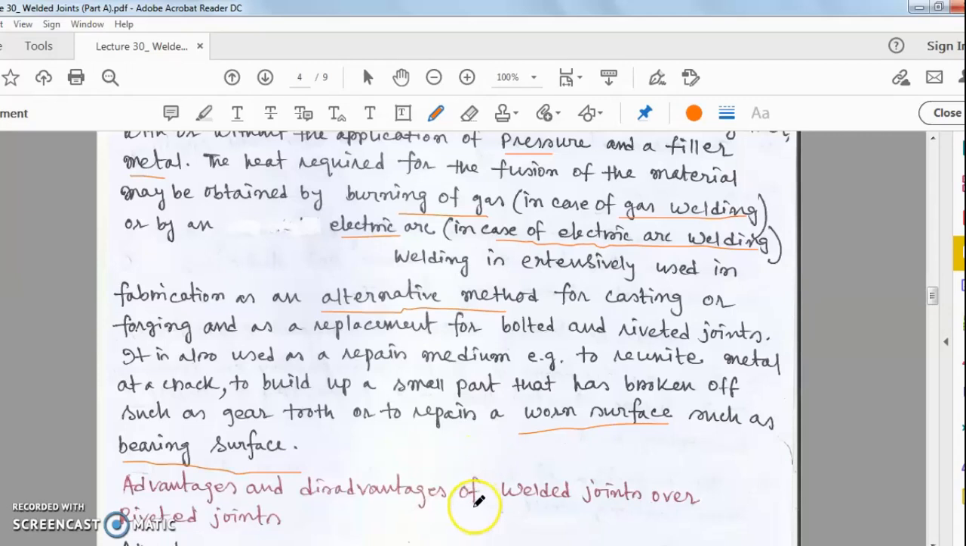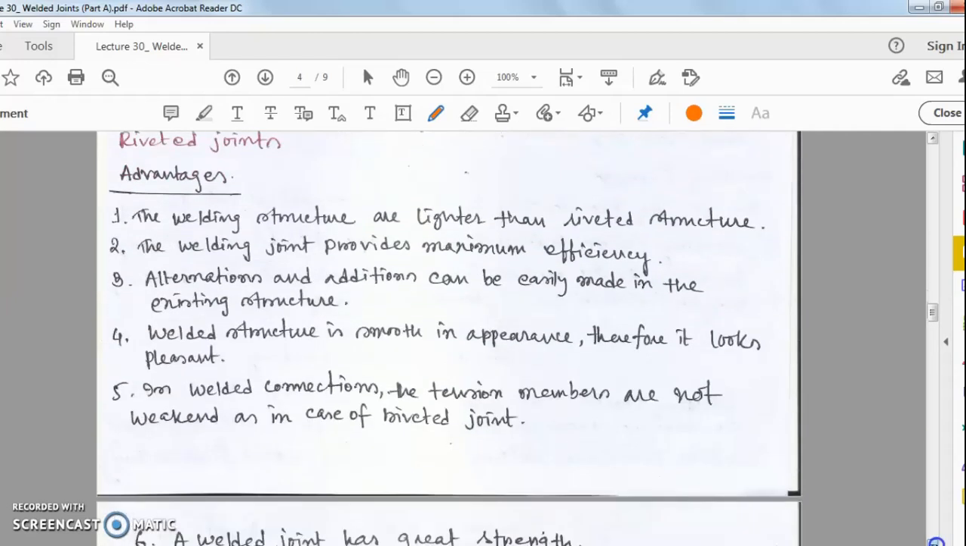Next, we come to the advantages and disadvantages of welded joints over riveted joints. First, start with the advantages. You can see there are several advantages in the case of the welding method compared to riveting. First, welded structures are lighter than riveted structures. This is a very important thing. Second, the welding joint provides maximum efficiency. It comes to efficiency near about 100%. So in terms of efficiency, the welding joint is best suited compared to the riveted joint.